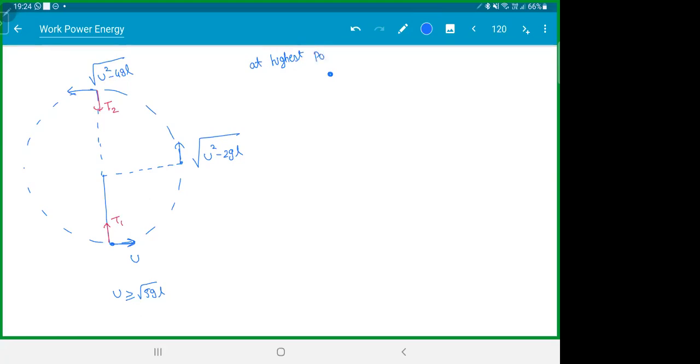At the highest point, the forces are T2, which will be m(u square minus 4GL)/L, and this is mg. At the lowest point, tension is T1. This is mg, and this is mu square by L. When you write the equations and subtract, you will get T1 minus T2 is 6 mg. This is valid as long as u is greater than the minimum.